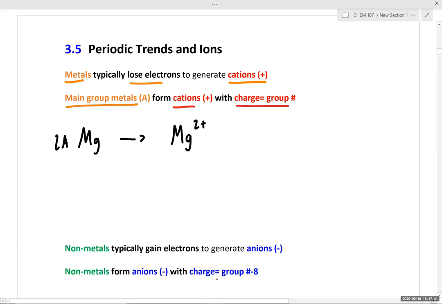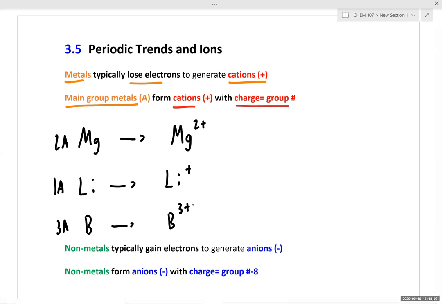Let's look at another example. Lithium, which is a 1A element, will prefer to form Li+ because the group number is 1. Boron, which is a 3A element, will prefer to form B3+. Does this look familiar to everyone? Is everyone comfortable with these trends for ionization for metals?